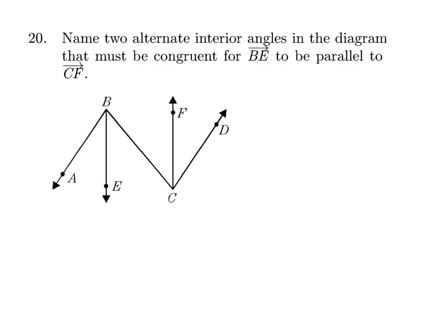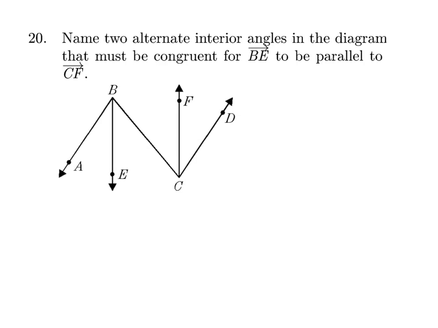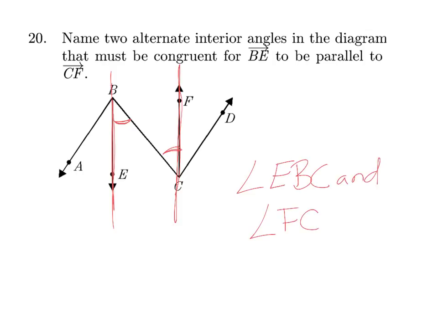All right, name two alternate interior angles in the diagram that must be congruent for BE to be parallel to CF. BE is parallel to CF. Name two alternate interior angles. That would be these two, this one and this one. So that would be angle EBC and angle FCB.